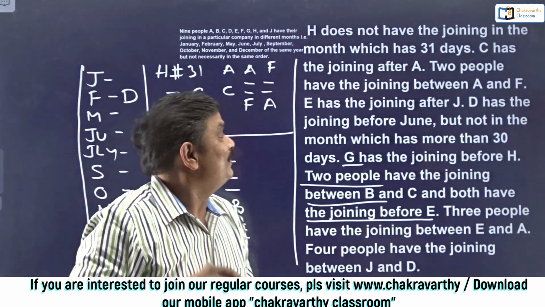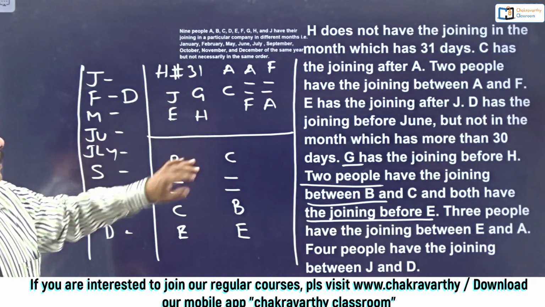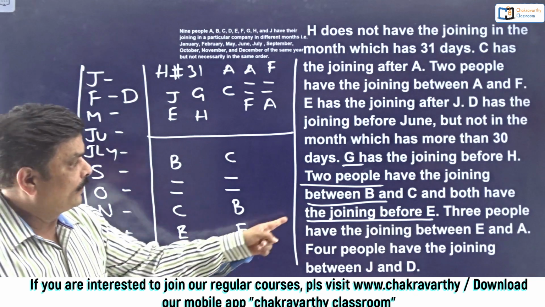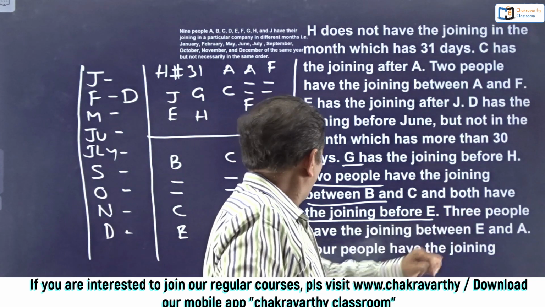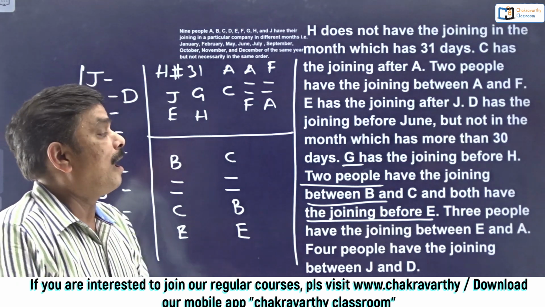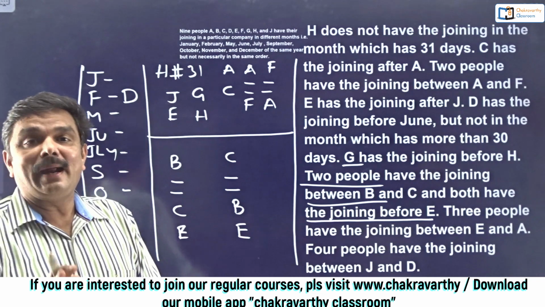Got the clarity? Now you see, can I correlate anything with this and this data? No. No common term is given here. Leave it. Now go for the next information, students. Three people have the joining between E and A. Fantastic information. 3 people between E and A.